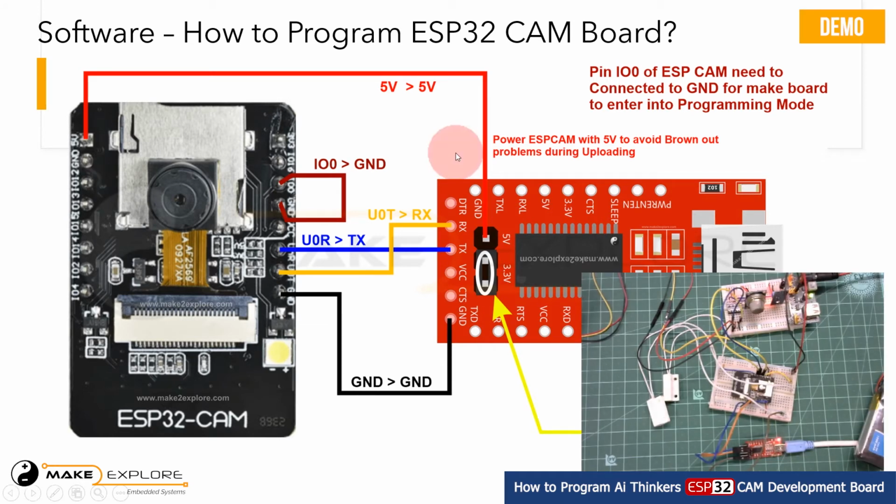Now let's see a demo of how to program the ESP32 CAM development board. So we have connected here the ESP32 CAM development board with the FTDI module. Here you can see, as per the circuit diagram, we have connected IO0 to ground to make sure that the board enters into programming mode. Now the board is in programming mode. Now let's see how to upload the code.